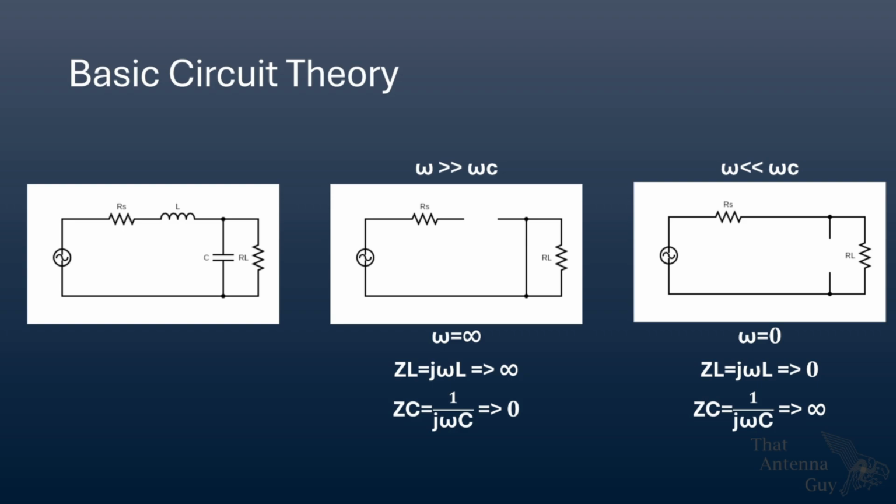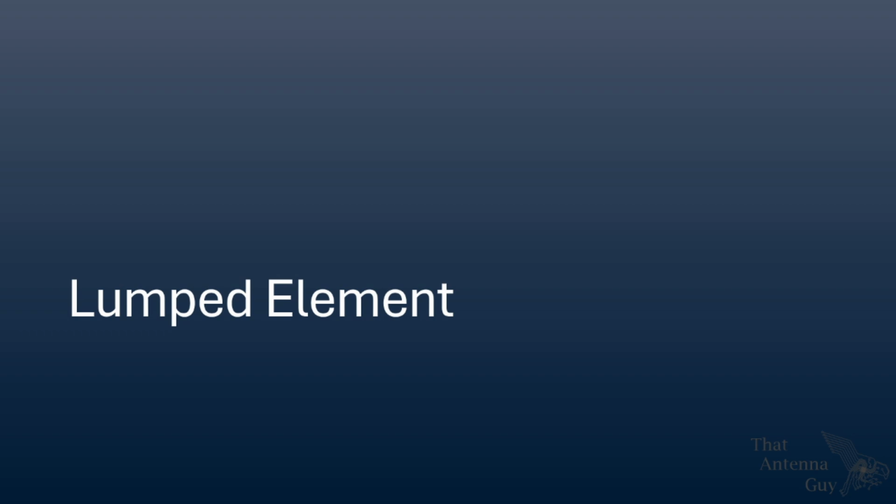Taken to the other extreme, if we look at frequencies much, much below omega c, so DC, we can see that the impedance of the inductor will tend towards 0, looking like a short, and the impedance of a capacitor will tend towards infinity, looking like an open. So in these two extremes, we have no frequencies coming through much greater than our cutoff frequency, and all the frequencies coming through much below our cutoff frequency, effectively making a low pass filter. So let's look more specifically at the lumped element filter.